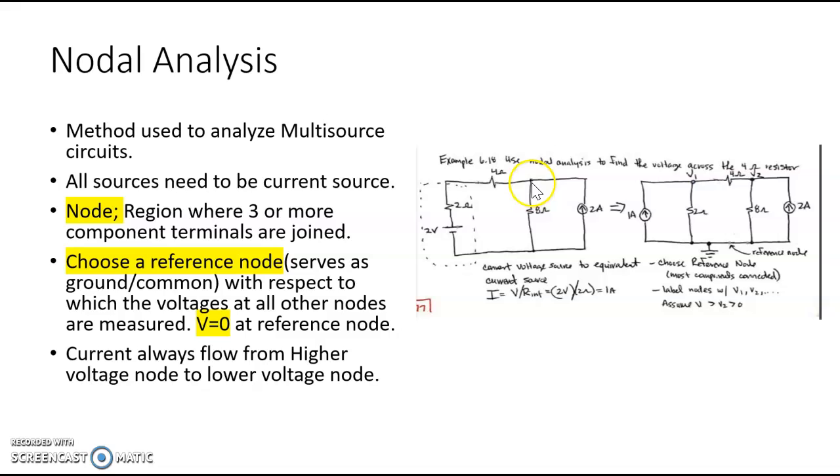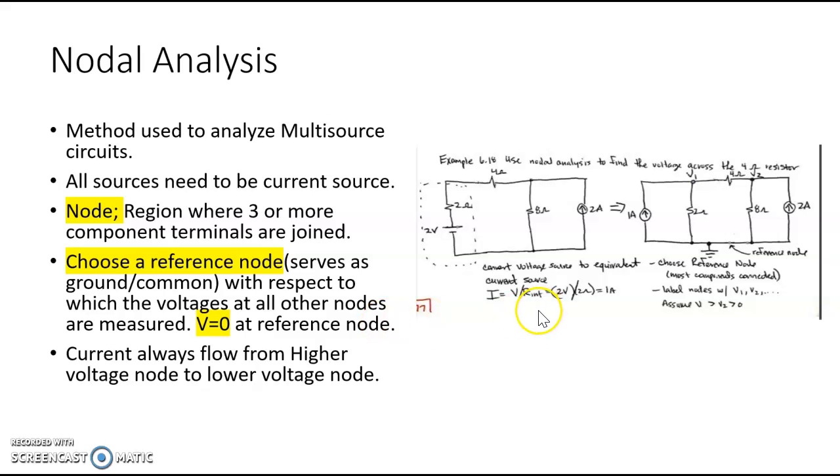A node is something like this. You see here, I have 1, 2, 3. I have 3 components, and 3 or more components need to be connected to that point in order for that point to be considered a node, okay?